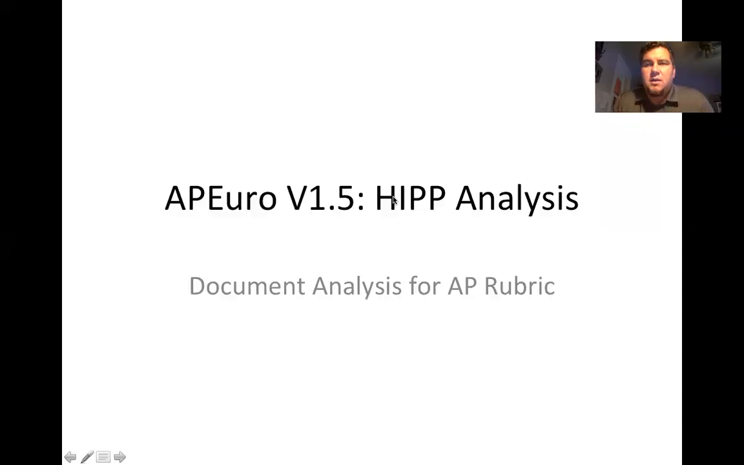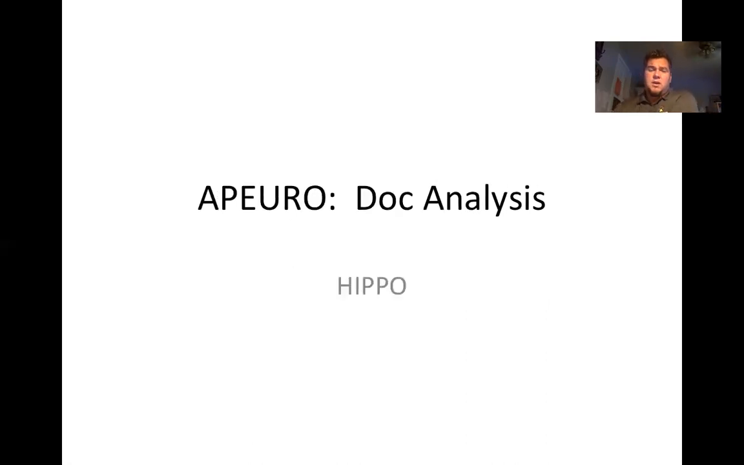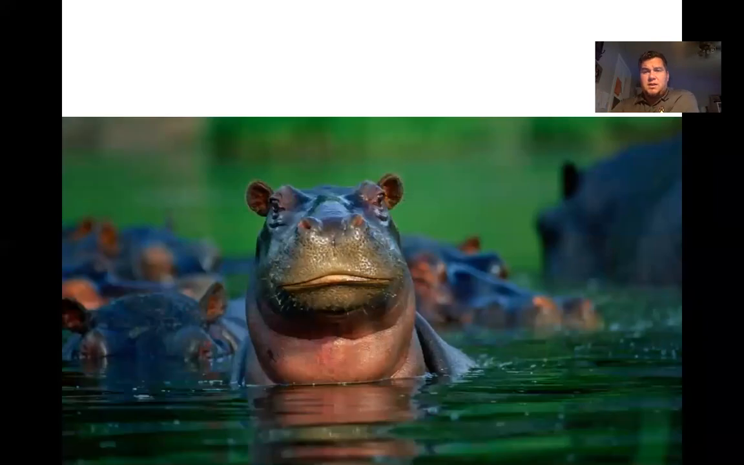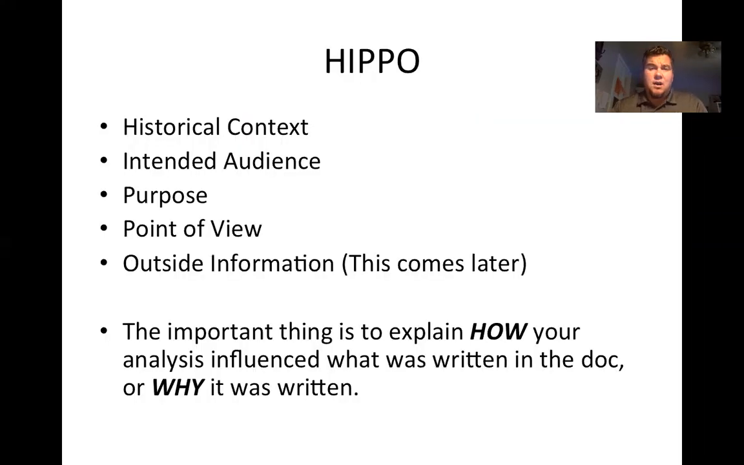Hope everybody's doing well. This is AP Euro Video 1.5, HIPP analysis. This is basically the document analysis that is known based on the AP rubric. So basically, HIPP is what I'm going to be referring to with document analysis, and O is for the outside evidence, which we're going to get to when we get to actually writing the DBQ.